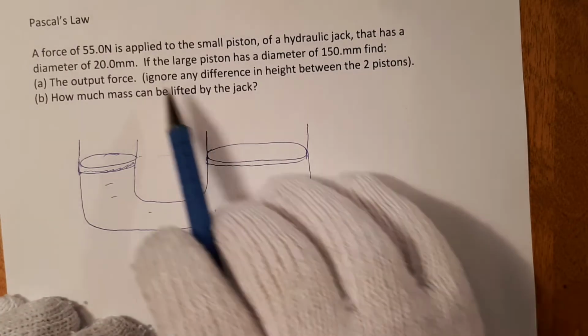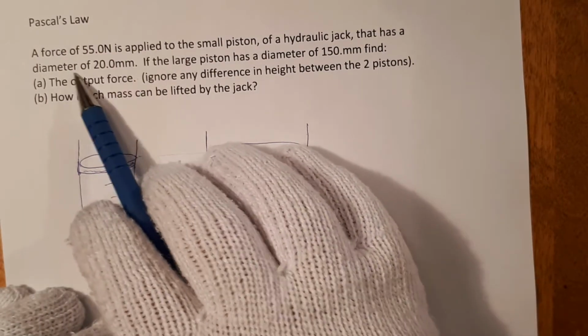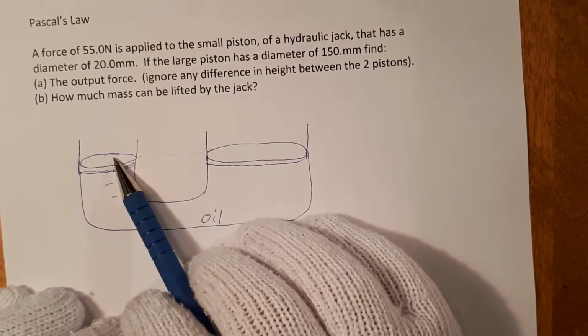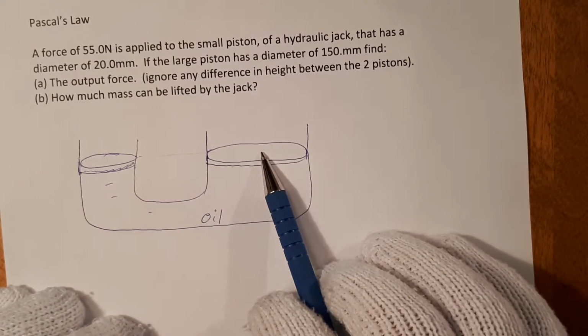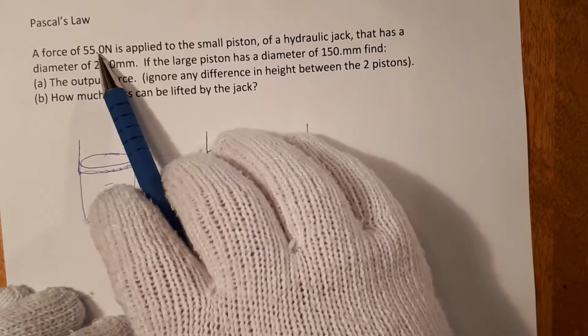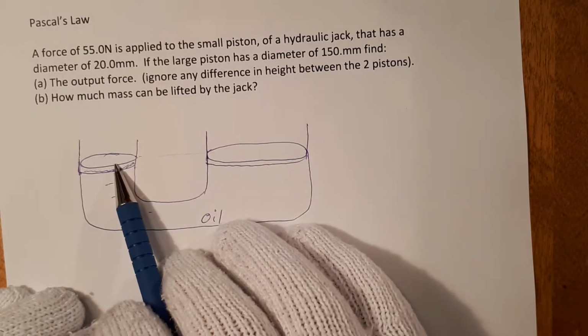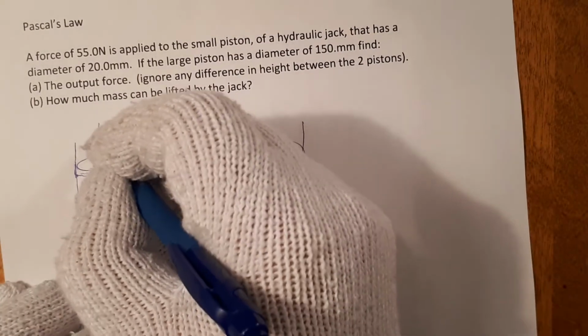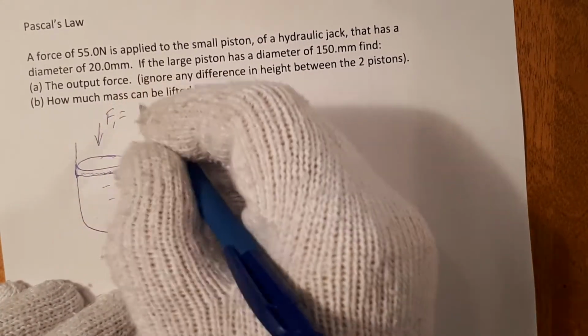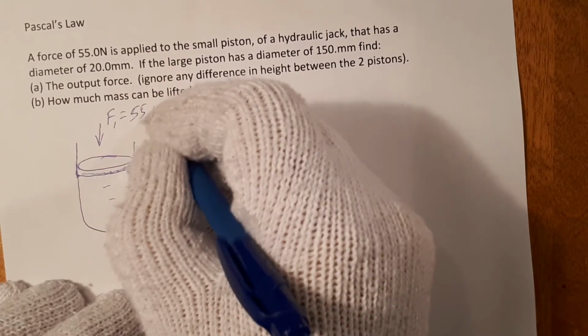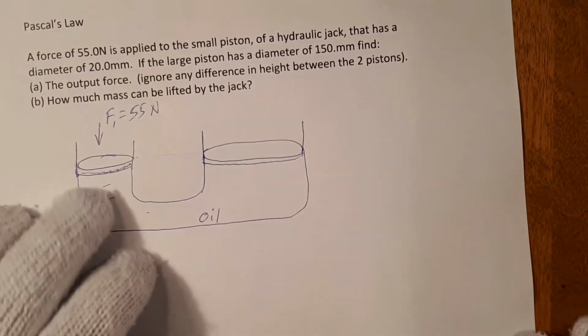Having said that, let's look at what else we have here. It says that the diameter of the small piston here is 20 millimeters, and the diameter of this one is 150 millimeters. And there's a force of 55 newtons being applied here. So let's draw that. And we'll call this side 1. So force 1 is 55 newtons being pushed down. That is the applied force.